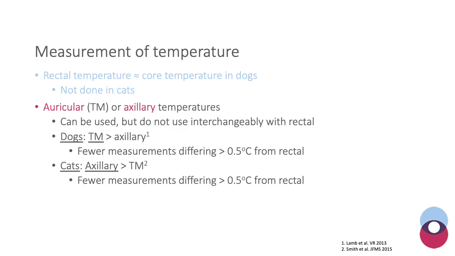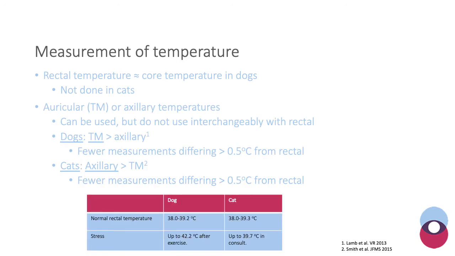And it was a study again from kind of the same group that showed in 2015 that it was better in cats. Just putting in the normal temperature as well, and also just important to remember that dogs can increase up to 42.2 degrees after exercise. So if you have a seizure, or if you're not sure whether this is fever or hyperthermia, it is important to try to monitor the temperature over time. And again, in cats, it's been shown that they can increase up to 39.7 in consult.